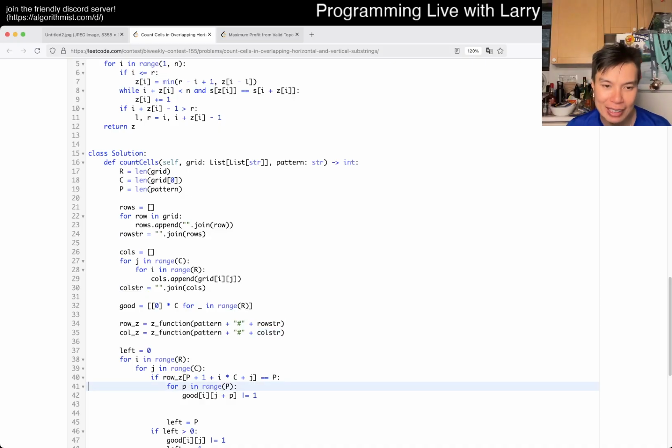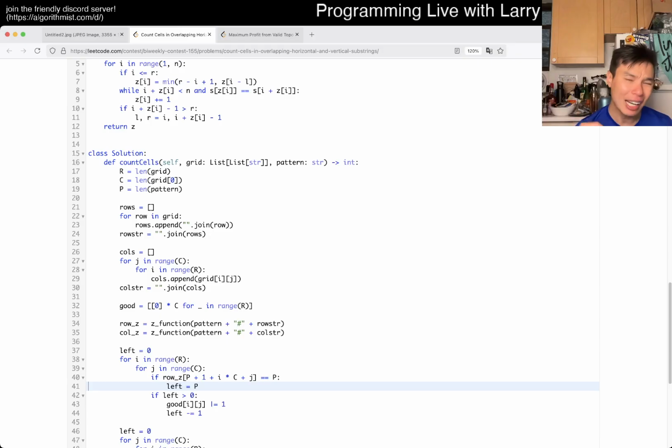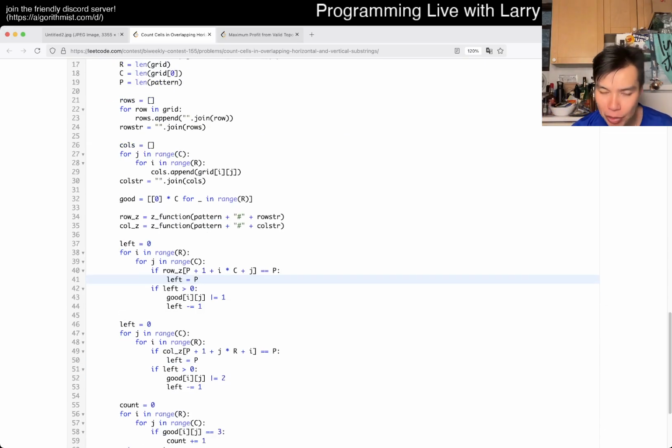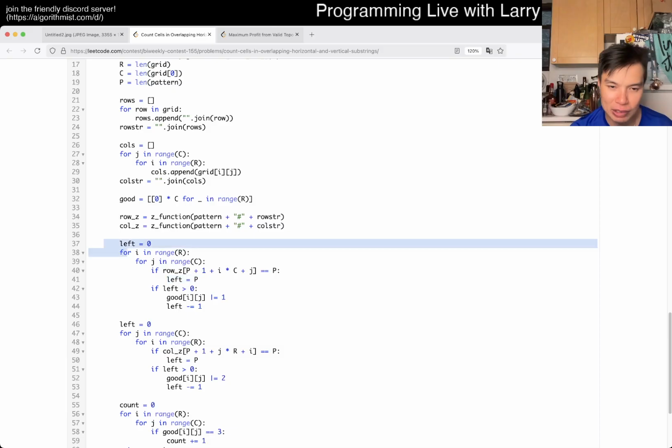So what I did instead, and you could think of it as a prefix sum kind of thing, is this: if this is good, then you mark the next P characters. If you want to rewrite this, you could write a second pass in which you collect them all together and then roll them out. That's basically the idea for this one, except that I did it live in one pass, at least for the rows anyway.